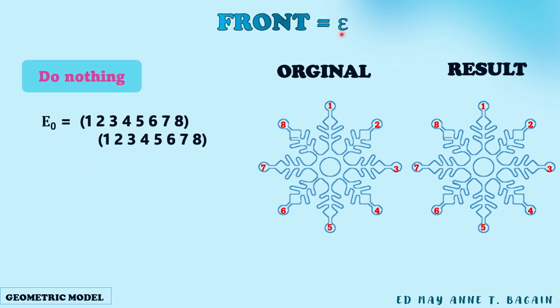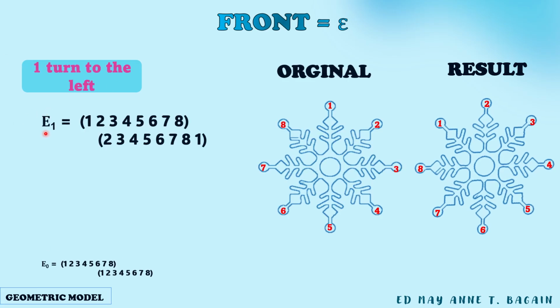And now we will be doing the front, or the epsilon. As we can see, we have here do nothing because epsilon sub 0 is equal to 1, 2, 3, 4, 5, 6, 7, 8, which is the original, and the number below it is for the result. So if we are doing nothing, for epsilon sub 0, the original and result will still be the same because we are not doing anything. So that would be it.